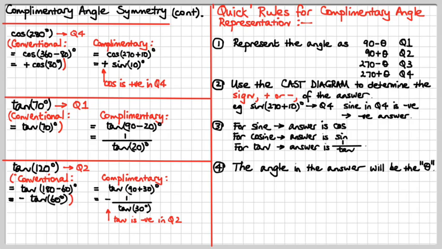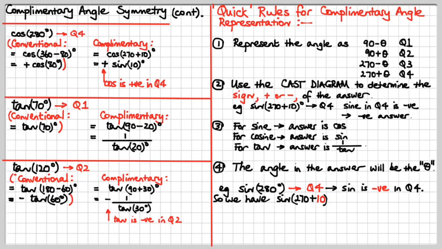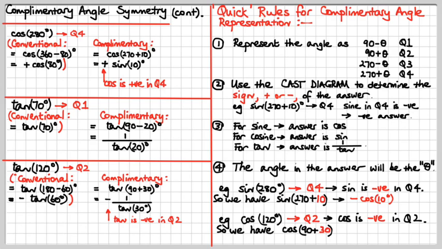Whatever that theta bit is in there. Okay, e.g. sine of 280, quadrant 4. Sine is negative in quadrant 4, and 280 is 270 plus 10, so it's going to be negative cos 10. Either e.g. cos of 120, what's that going to get us? Quadrant 2. Cos is negative in quadrant 2, and that's 90 plus 30, so the answer is going to be minus sine 30, which would be minus a half.